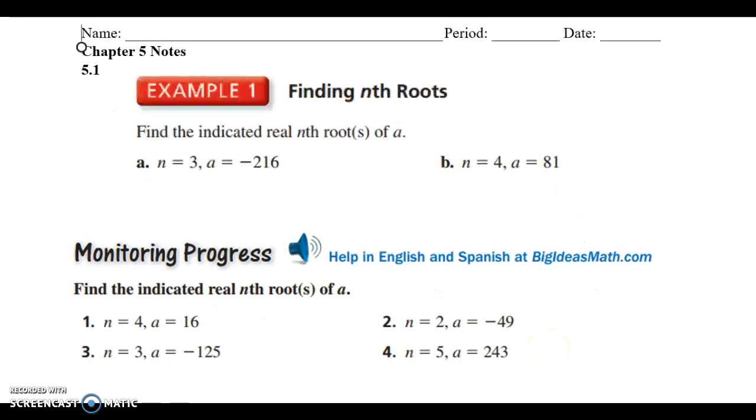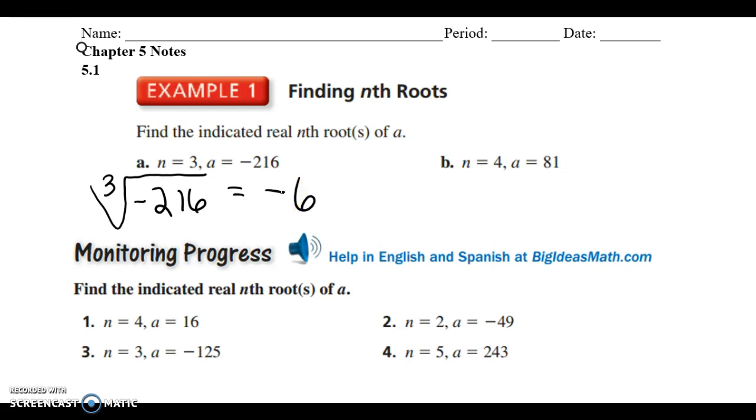Now let's go to our notes. Let's look at 5.1, example 1. We want to find the nth root of A. So let's first write this down. The nth root would be 3, and you write it inside your radical symbol of negative 216. You should recognize 216 as a perfect cube. And because it's negative, we're going to have one real root, and the answer would be negative 6.